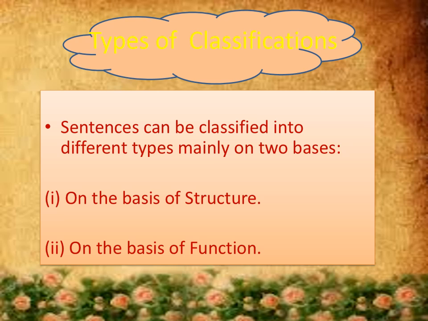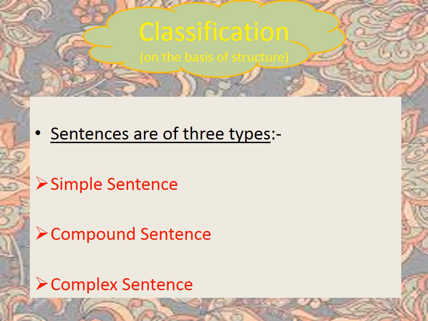Now we shall discuss the classifications of sentences. Sentences can be classified on two bases. First, on the basis of structure, and second, on the basis of function. The first kind of classification of sentences is based on structure. In this way, sentences are of three kinds: simple sentence, compound sentence, and complex sentence.